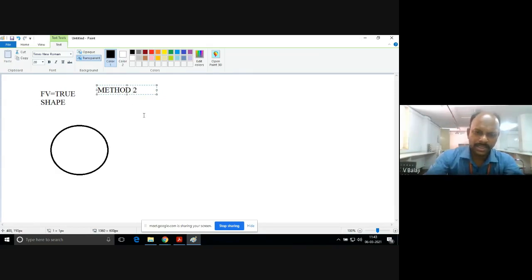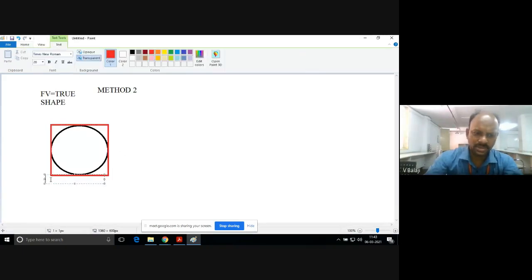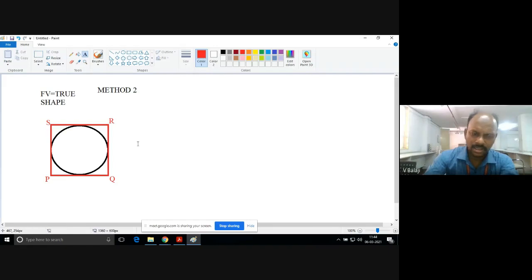There are some similarities between method 1 and method 2, so we will discuss one by one. First, enclose this circle in a square box, touching the diameters like this. Let us draw one square. The procedure is almost 50% similar. So name it PQRS.